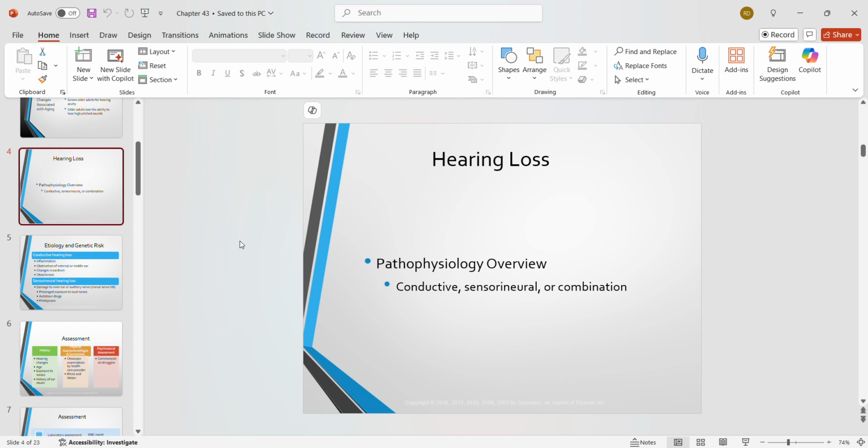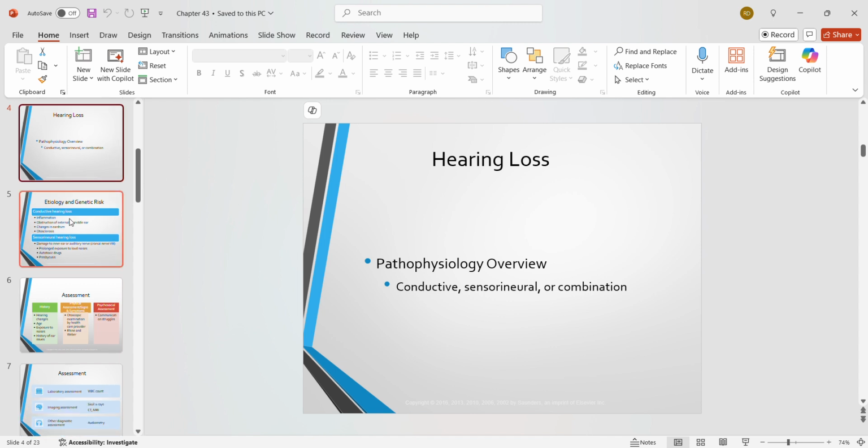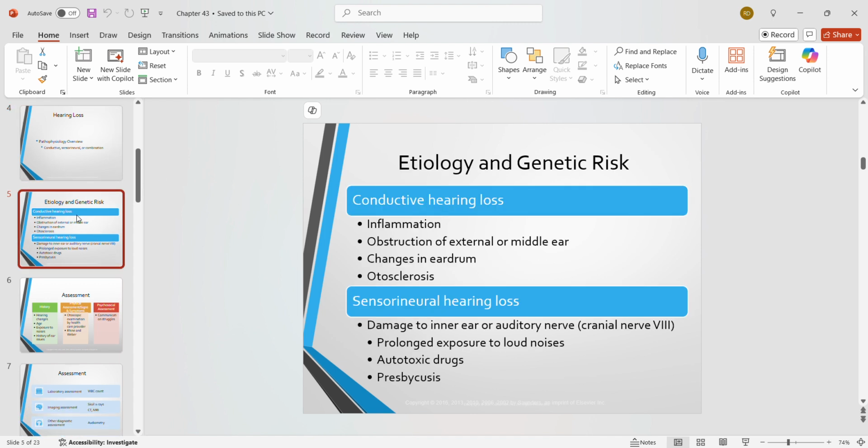All right, so it talks about the two types of hearing loss, conductive and central neural. Those are the two types of hearing loss. Conductive means something's obstructing the airflow from the outside to the inner ear, whereas central neural means there's damage in the inner ear with the transmission of sound. So there are some risk factors for both conductive and central neural.